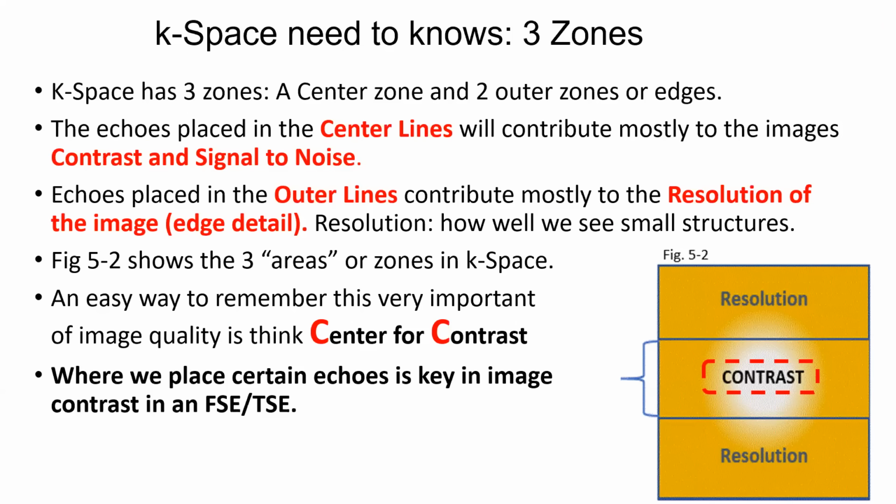So just remember, in K-space, center gives you contrast, CC, kind of like CC and Coke. When you go to a bar, you order a CC and Coke. It's Coca-Cola, and I think it's Crown Royal, the whiskey and Coke. Remember, CC, center, gives you contrast. The outer edges, the outer lines, give you edge detail. Where we put our echoes is huge in fast spin echo land.